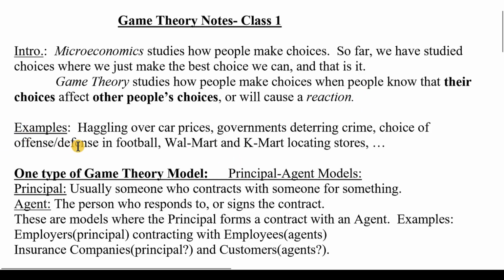We could think about the choice of offense and defense in football. The best choice of the team with the ball is going to be determined by what the defense is doing at that same time, right? And so it's action, reaction, action, reaction. Or you could think about two different kinds of stores, Walmart and Kmart, or Walmart and Target. If Walmart places a store in a certain neighborhood, how might that affect the location decisions of other stores like Kmart or Best Buy or Target?